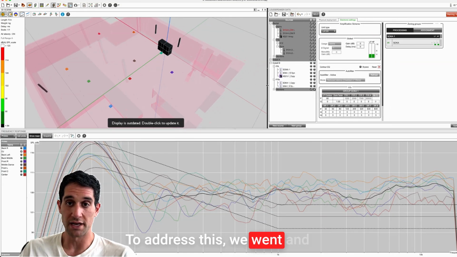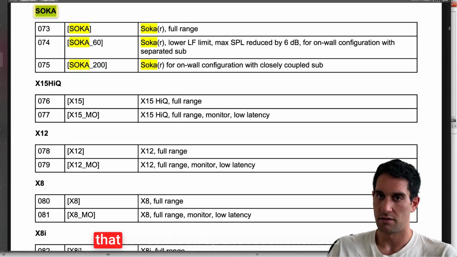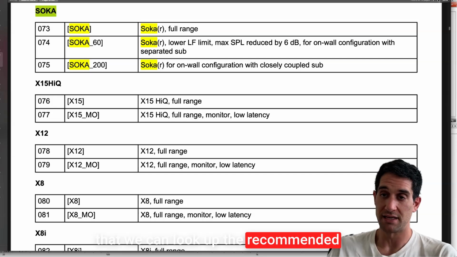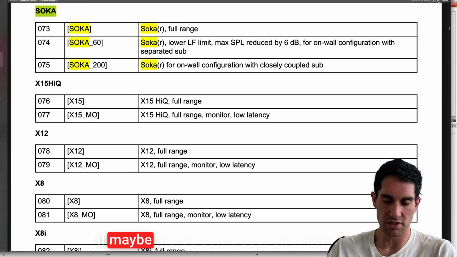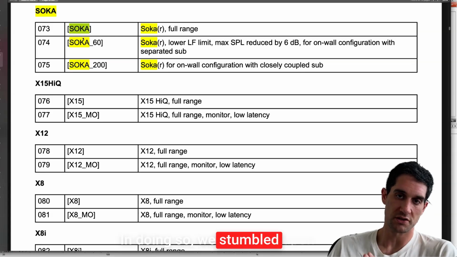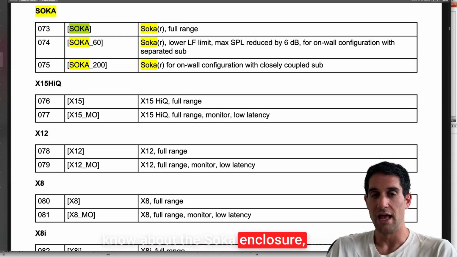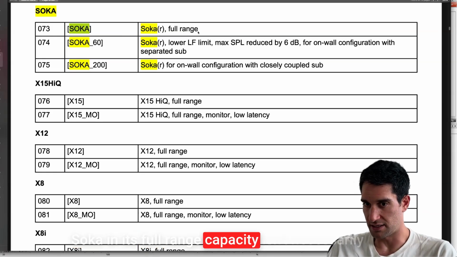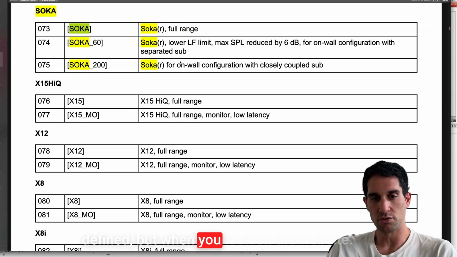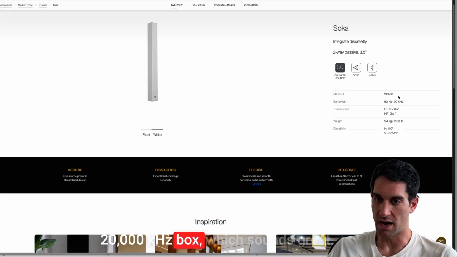To address this, we went and we looked at the preset guide. What's cool about the preset guide is that we can look up the recommended pairing between Soka and KS21 to see if maybe there is some user error here. When doing so, we stumbled upon something that's very important to know about the Soka enclosure, and that's that it has 3 different presets. Soka in its full range capacity isn't necessarily defined, but when you look on the website, Soka is advertised as a 60 hertz to 20,000 kilohertz box, which sounds great.